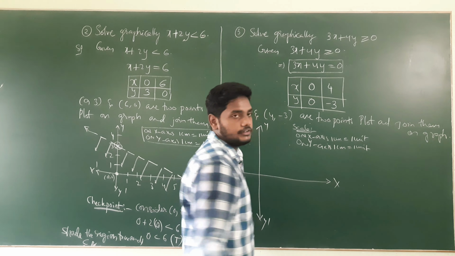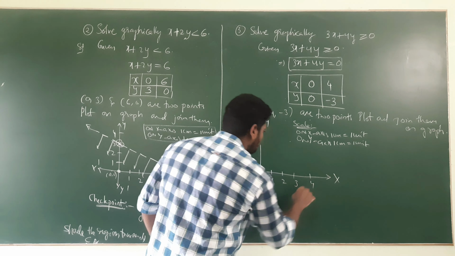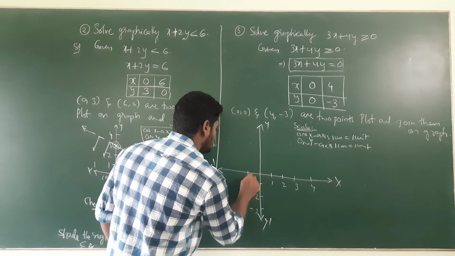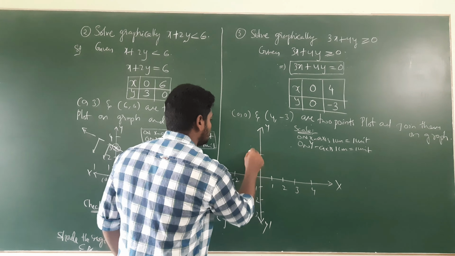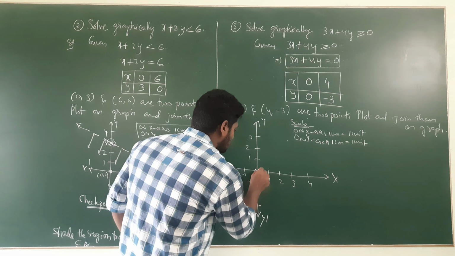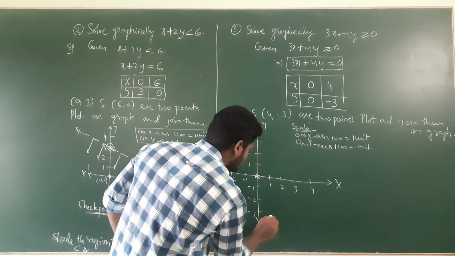Right? The scale unit is compulsory. According to that scale, this is 1, 2, 3 and 4. This is minus 1, minus 2, minus 3, and on the y axis minus 1, minus 2, and this is 1, 2, 3. Now our points are 0, 0. The next point is 4, minus 3. This is 4, this is minus 3. So this point is 4, minus 3.